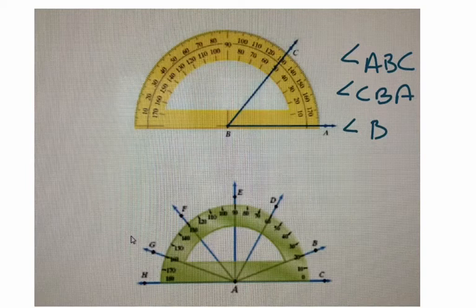So when you read on a protractor, we would read from the beginning line that starts at the 0. So this way, on this two-sided protractor, the 0 starts here and goes up. So then this angle right here, angle ABC, would be 50 degrees.